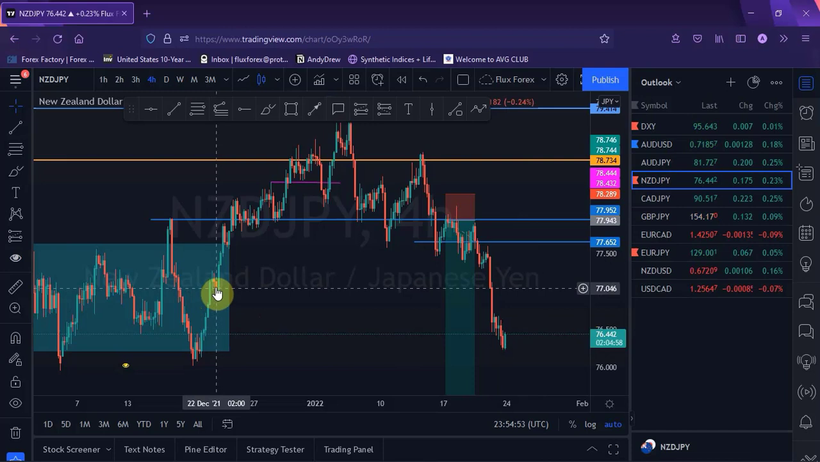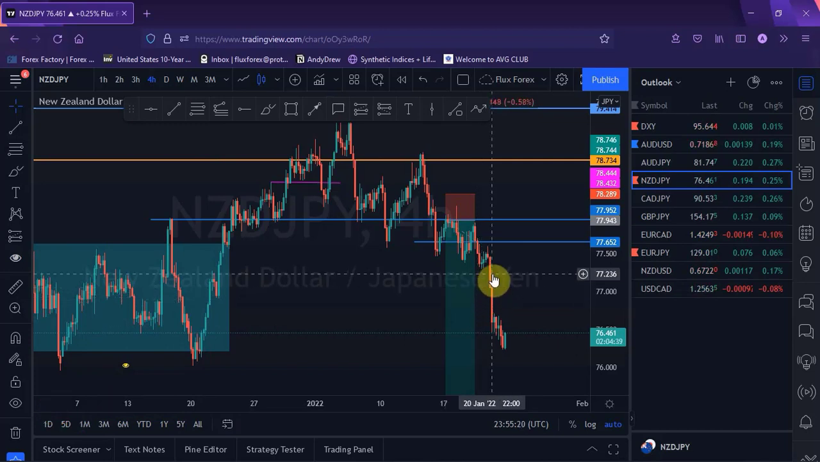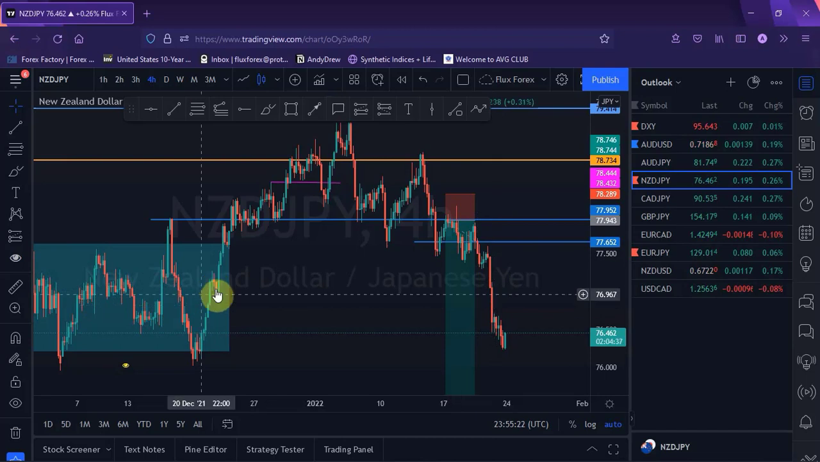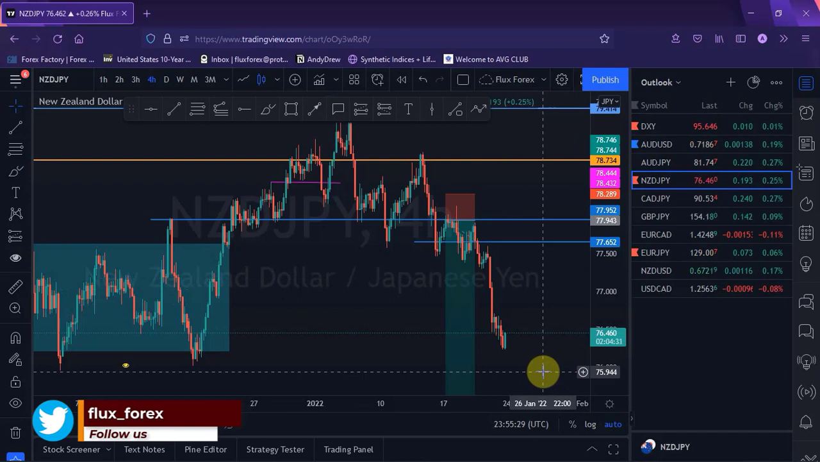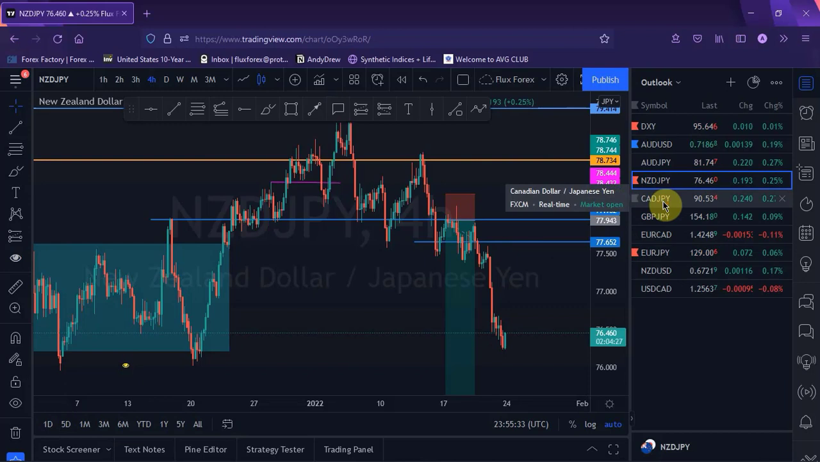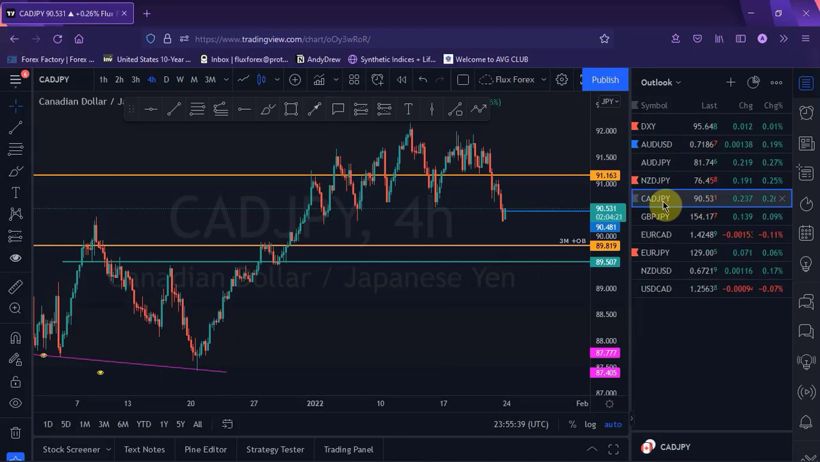And look at this. This is just where the other block is, about 50% of this liquidity void we are seeing here. So it makes sense. I'm really expecting price to move into that zone, at least fill 50% of this liquidity void into this other block, and then we see a shift to the downside. So that is my expectation going into this week so far as NZDJPY is concerned. Let's look at what is happening on CADJPY.